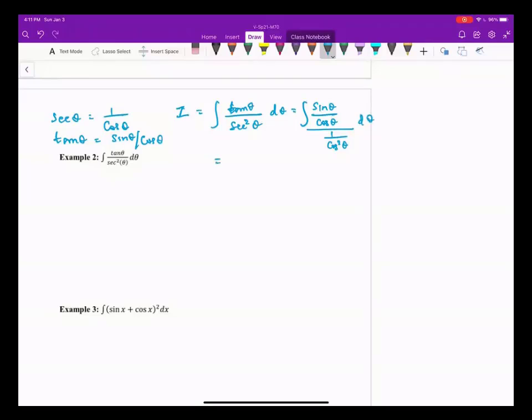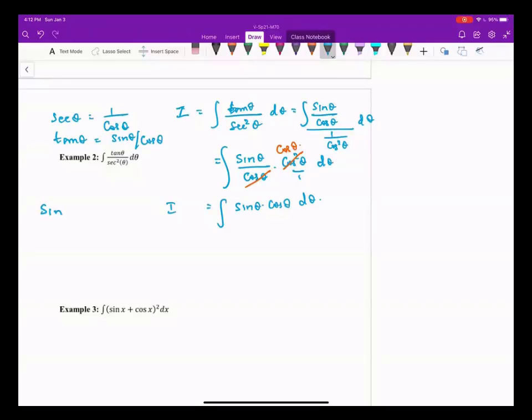So we have I equal to the integral of sine theta over cosine theta, flip and multiply, so cosine square theta over 1. One cosine theta gets cancelled out. So you get I equal to the integral of sine theta cosine theta d theta. After this step, you can proceed by several methods. You can substitute sine theta equal to u, and then cosine theta d theta would be du. You can use the substitution method.